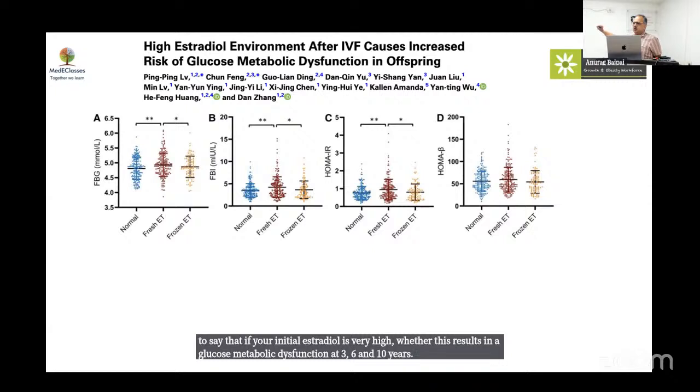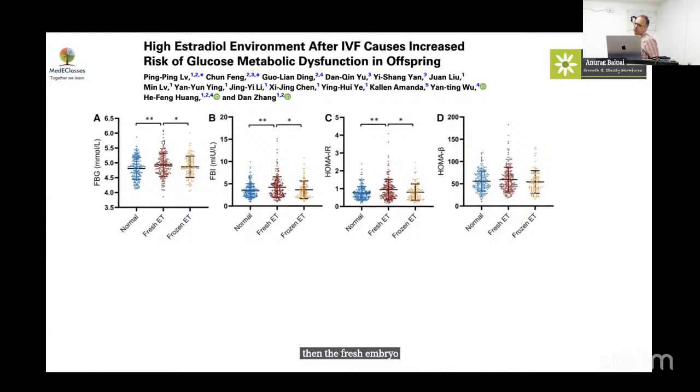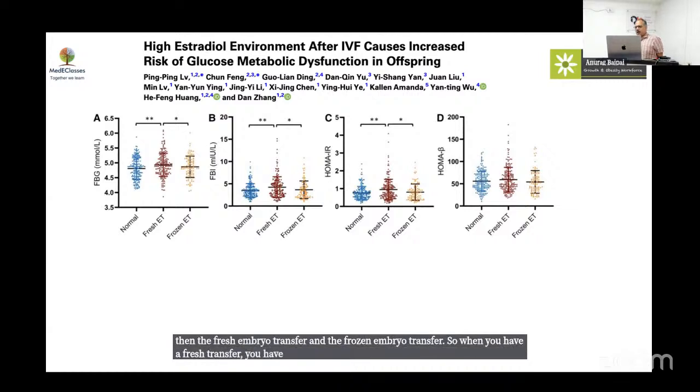This was a follow-up study. And what they really compared was the normal pregnancy, then the fresh embryo transfer, and the frozen embryo transfer. So when you have a fresh transfer, you have a much higher ambient maternal estrogen because the stimulation is done there.